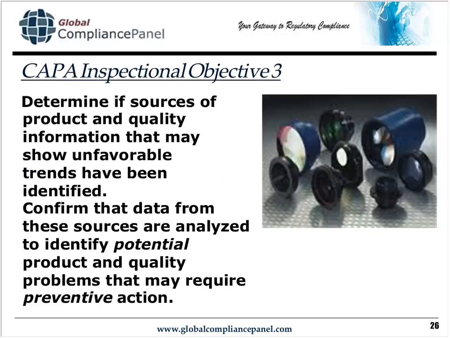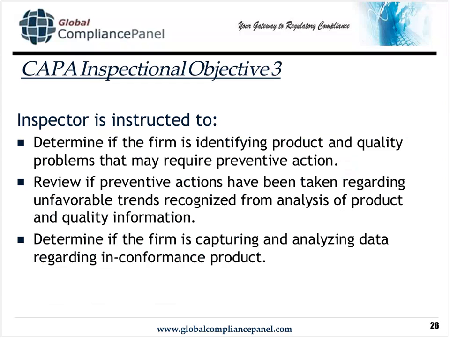Objective 3 looks very similar to Objective 2. These are objective lenses, by the way. Confirm the second sentence: confirm that data is analyzed to identify potential problems that may require preventive action. This is the part of the inspection where the FDA inspector is going to say, do you do preventive actions? And the answer better be yes, because the inspector is going to look for preventive actions, and they're going to ask you, and you're going to show them.